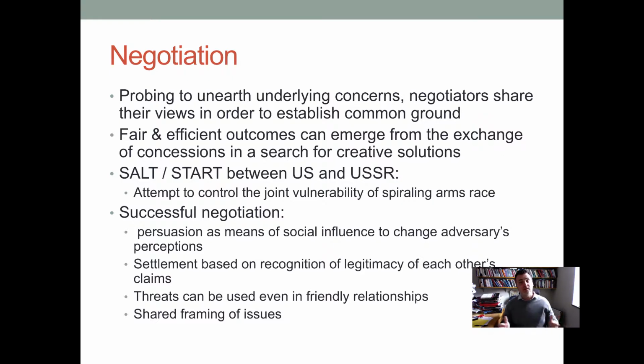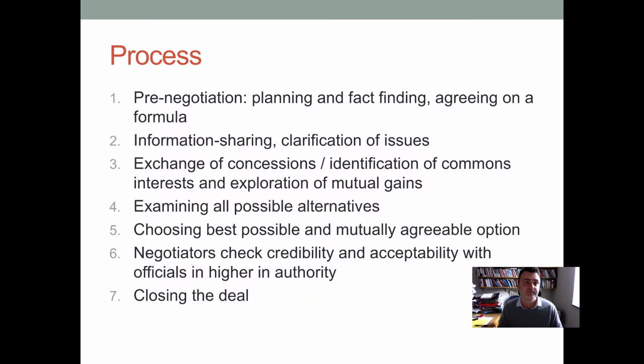Threats can be used even in friend relationships. Sometimes you threaten, saying, well, we'll walk away and we'll blame you for making those talks fail. And then the shared framing of issues. What's the process? Pre-negotiation, planning and fact-finding, agreeing on a formula. How are we defining the formula? How are we subjecting ourselves to that particular formula? Information sharing, clarification of issues, exchange of concessions, identification of common interest, and exploration of mutual gains.